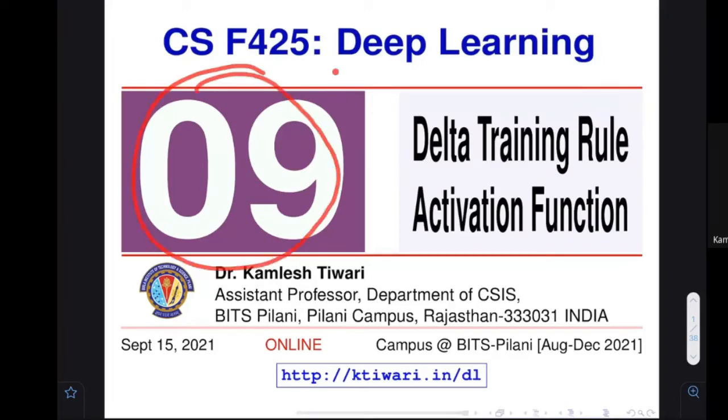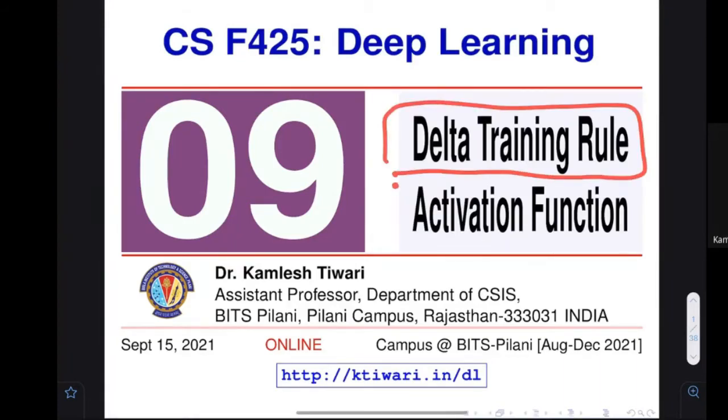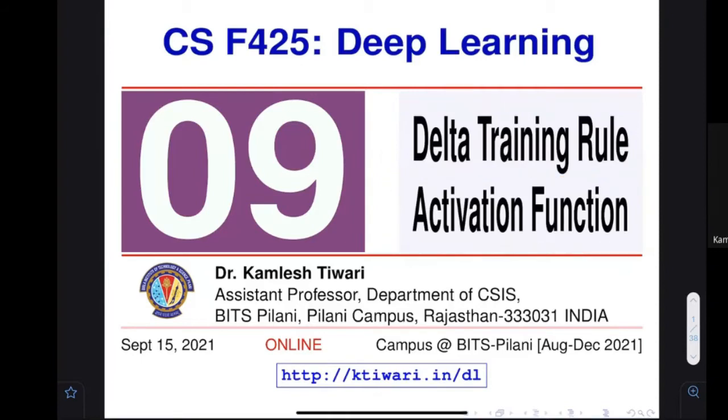This is lecture number 9 of the deep learning course. In this particular session, we are going to talk about the delta training rule and the activation function. What are activation functions, and why are they required? We will also see a problem: without the activation function, we would have a big issue. So today we are going to see all these things. These topics are actually very essential to understand neural network based structures.